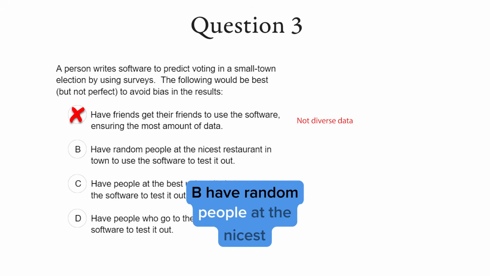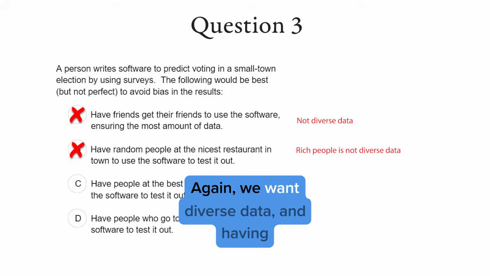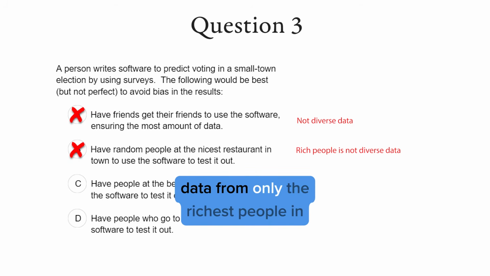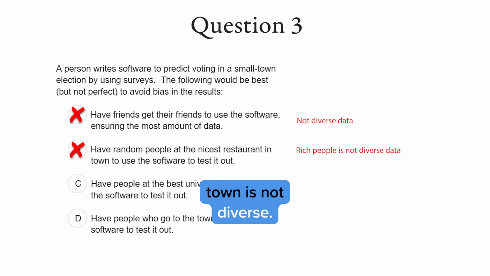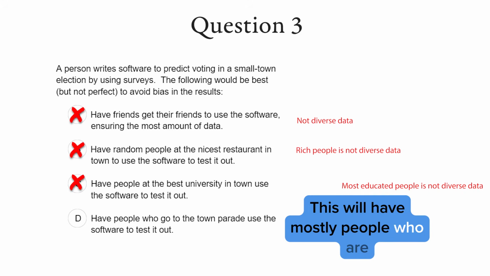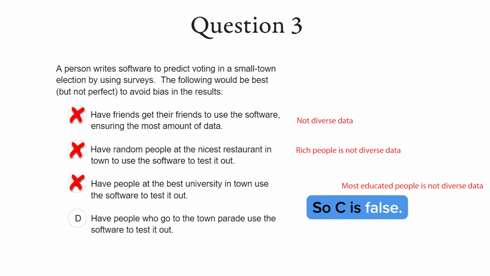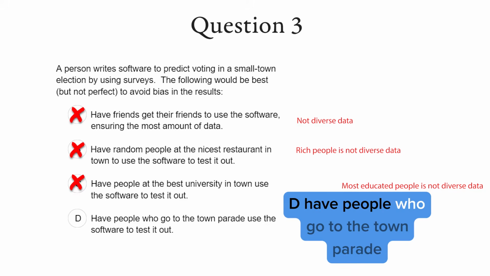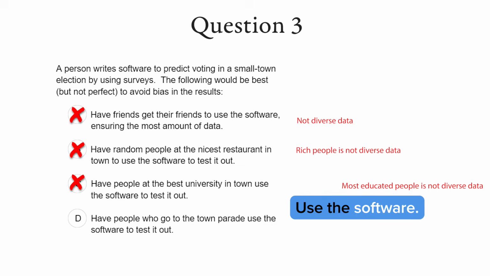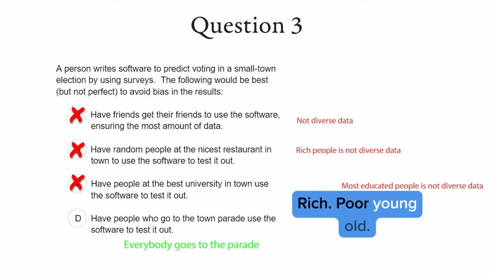B. Have random people at the nicest restaurant in town use the software. Again, we want diverse data, and having data from only the richest people in town is not diverse. So B is false. C. Have people at the best university in town. This is basically the same concept. This will have mostly people who are more educated academically, and that's not really diverse. So C is false. D. Have people who go to the town parade use the software. So in a small town, everybody goes to the town parade, rich, poor, young, old.